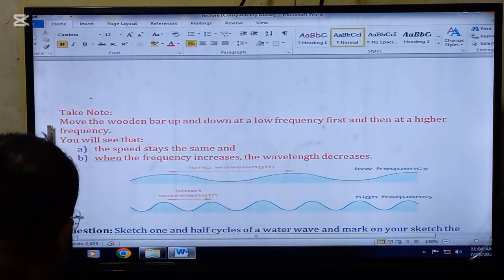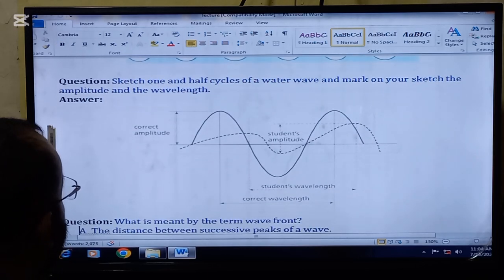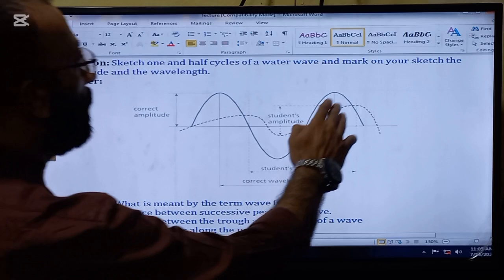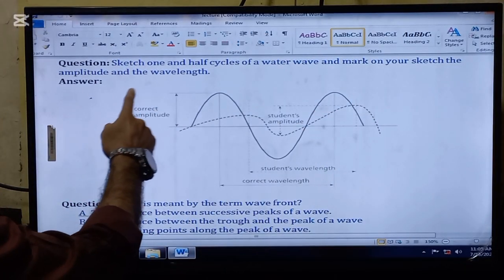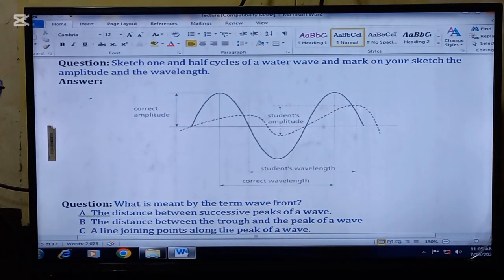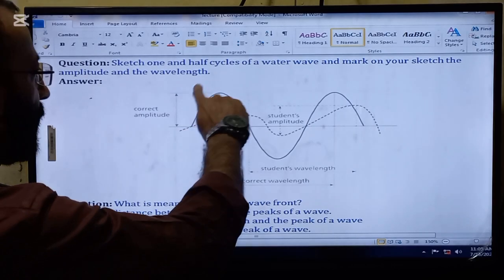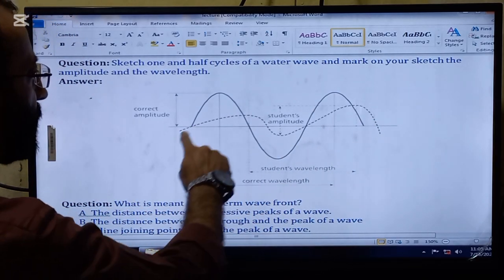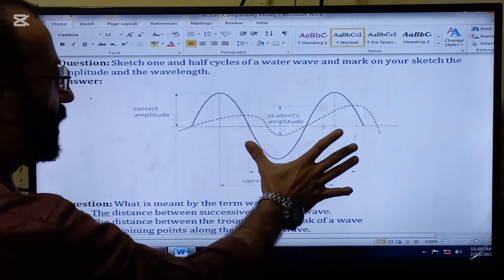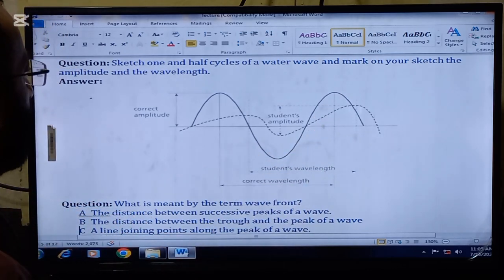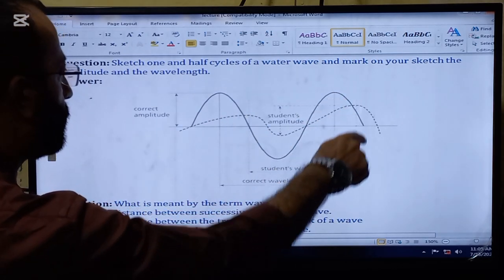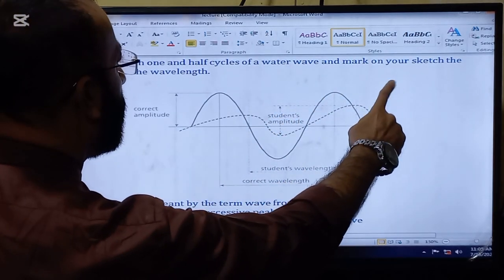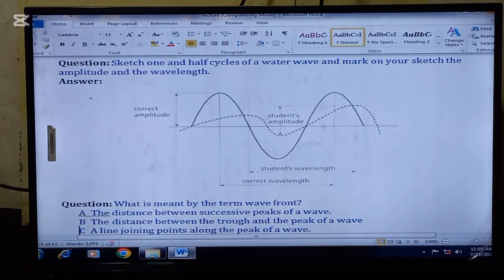Okay, here is another question. Sketch 1.5 cycles of a water wave and mark on your sketch the amplitude and the wavelength. So here is the correct water wave, and this is wrongly sketched by a student. So this is the correct one.